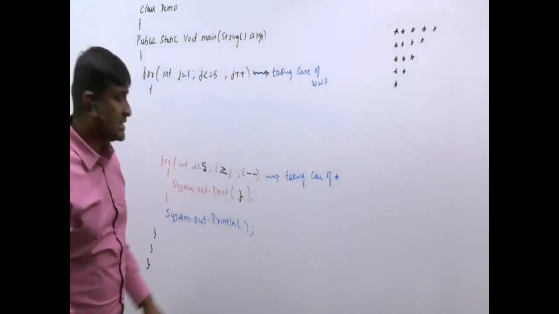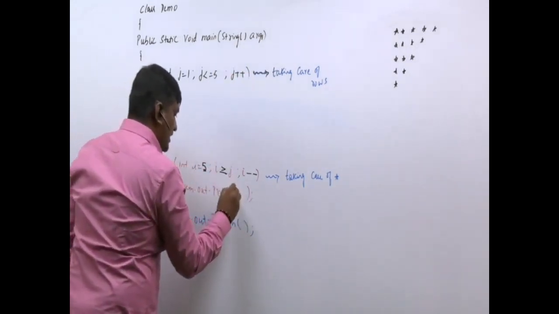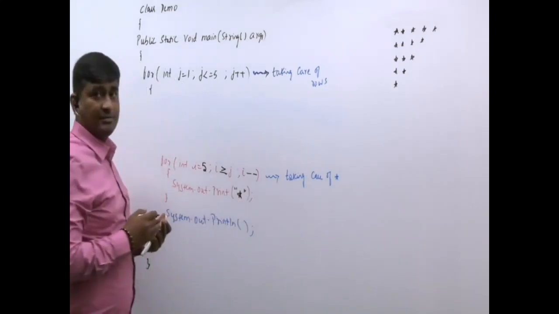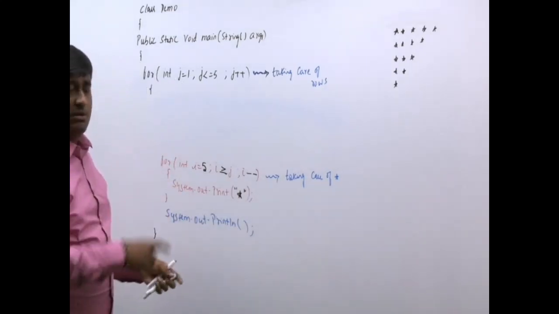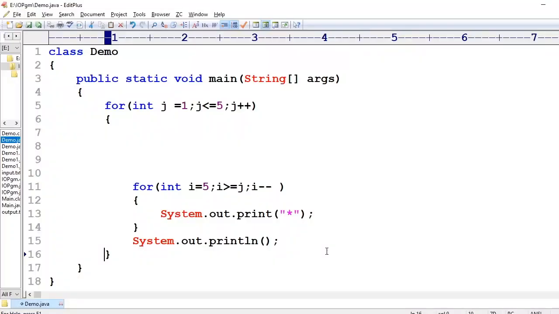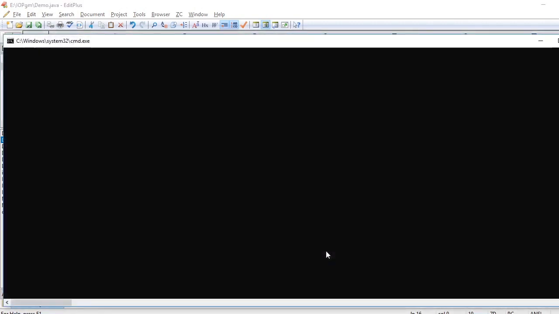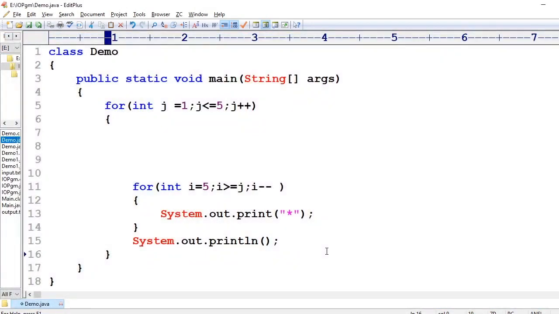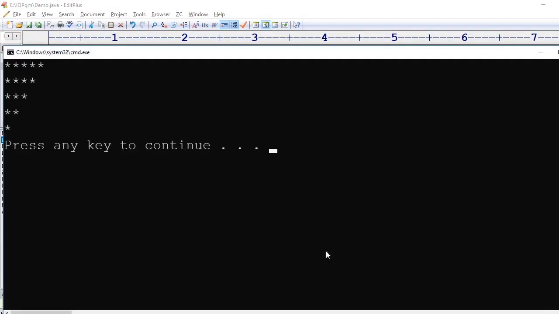Since I want to display the stars, here I will be telling star like this. This much change if I do, that will be the output. I'll show you the output. Have a look at it. So here is the same program that I have written. If I now compile the code, there is no problem. If I now execute the code, I have got the required output.